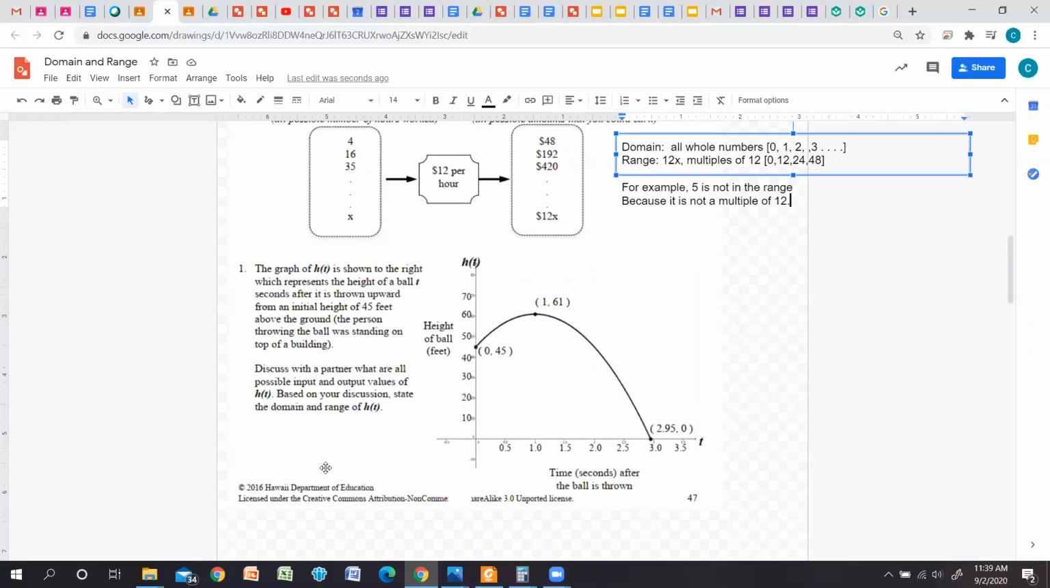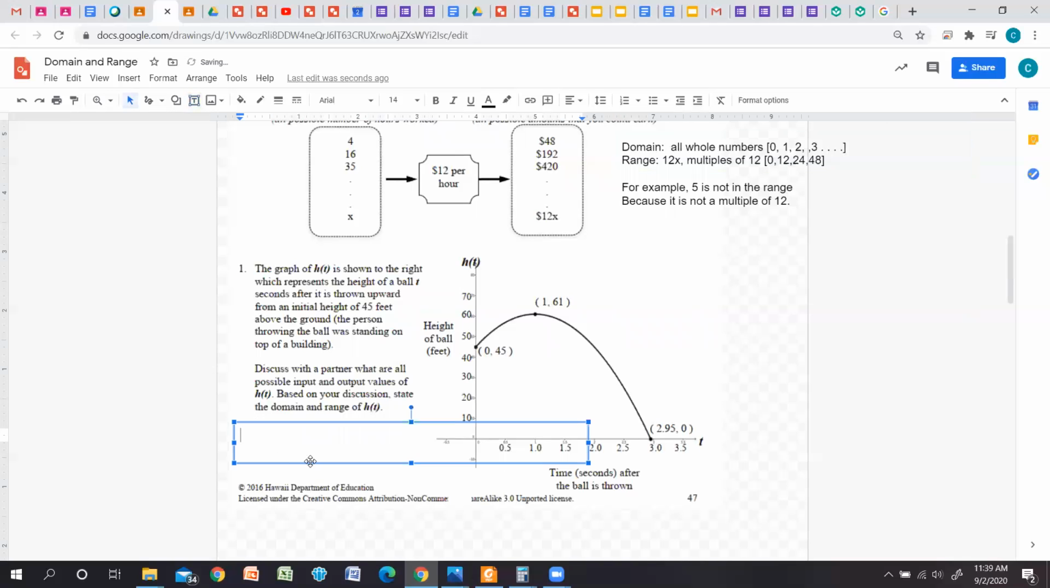So let's think about what the domain and range is of this function. The domain is the time. It starts at 0 seconds and goes up to 2.95 seconds. We'll use set notation here: the domain goes from 0 when you throw the ball to 2.95, because after 2.95 seconds it hit the ground, so you're no longer recording it.